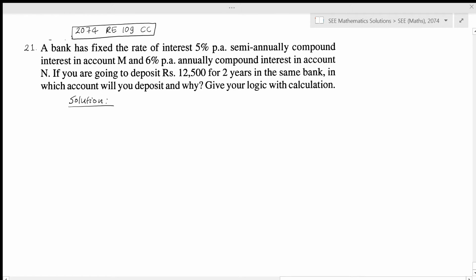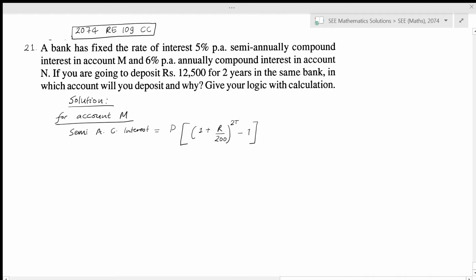Let's say for account M, the first case, right? For account M, the offer is that it is semi-annually compounded. Okay, so semi-annually or half yearly, right? So we can write semi-annually compound interest, right, is equal to, let's write down the formula, P times (1 plus rate divided by 200) raised to the power of 2T, like this, right? And T is in years.